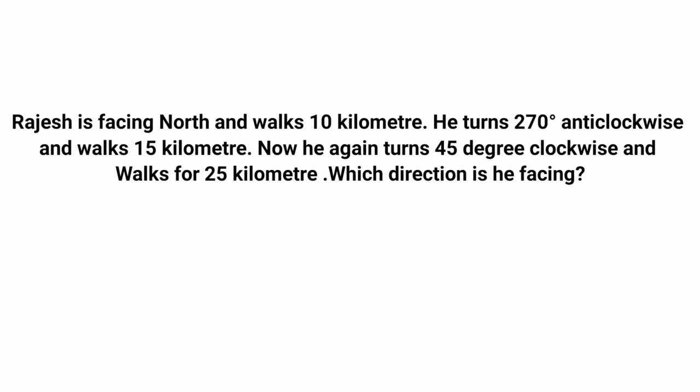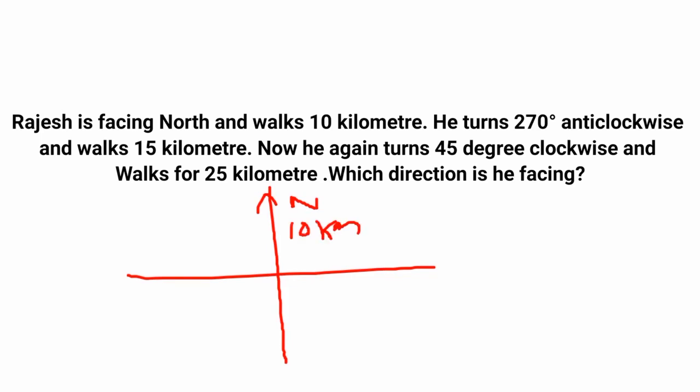He turns 270 degree anti-clockwise and walks 15 km. Now he again turns 45 degree clockwise and walks for 25 km. Which direction is he facing? So Rajesh is facing north and walks for 10 km.